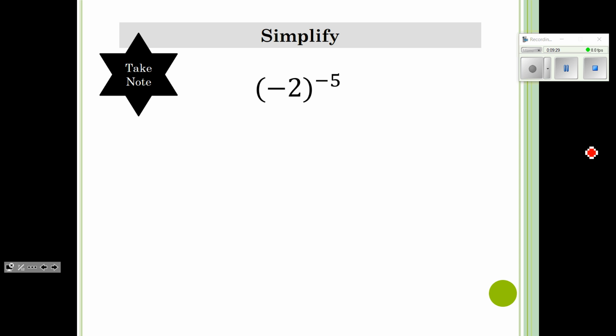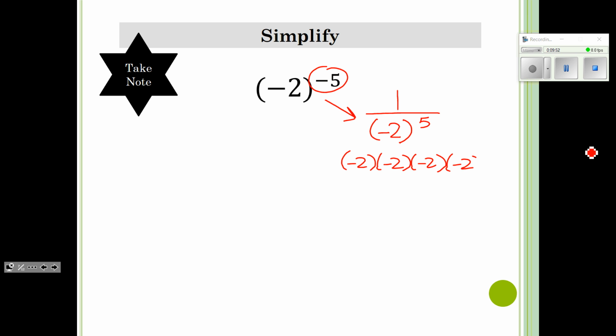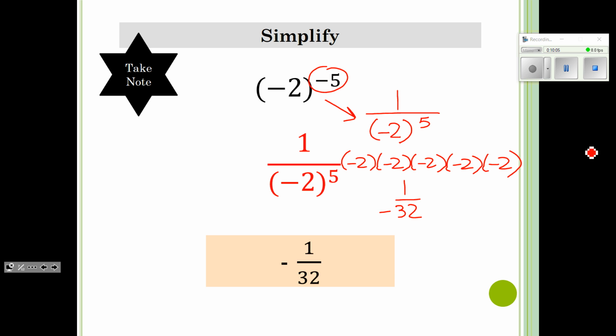The next example has the negative 2 in parentheses. First of all, we see a negative exponent, so we know we have to move the base downstairs. We keep the base just as it is. We change it from a negative 5 exponent to a positive 5 exponent. Now this says negative 2 to the fifth power. That means negative 2 multiplied times itself 5 times. Well, we know that when we have 5 negatives, the answer is going to be negative. And 2 to the 5th power, I believe, is 32. So our answer is negative 1/32.